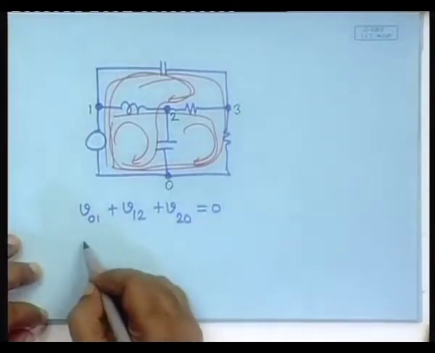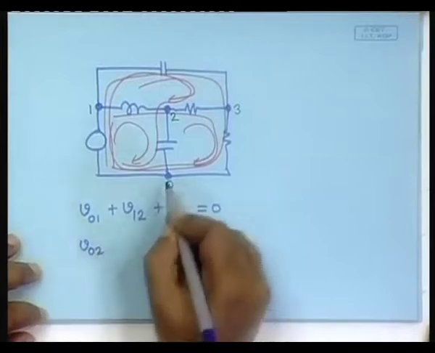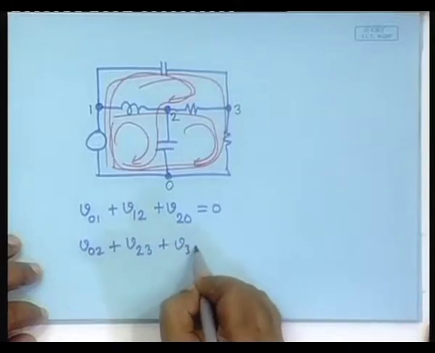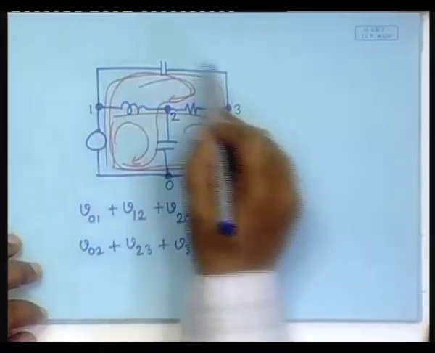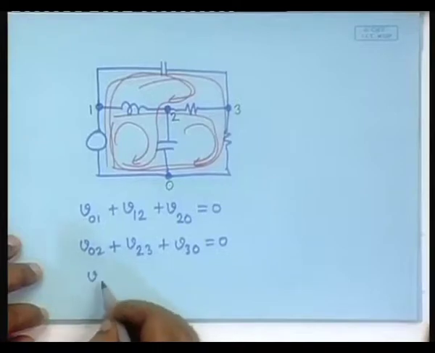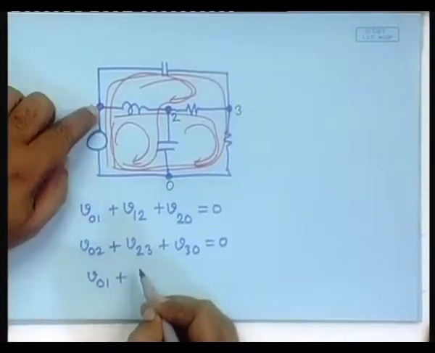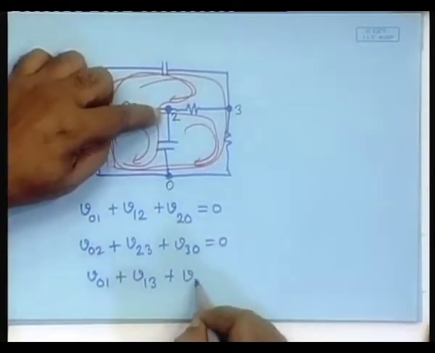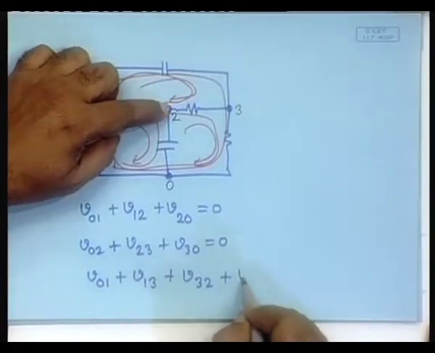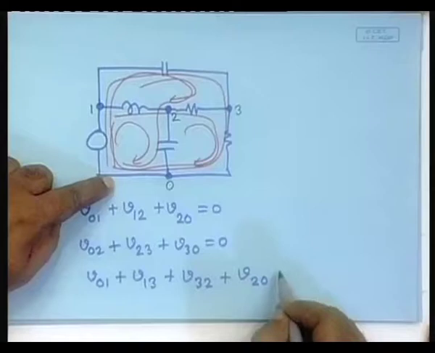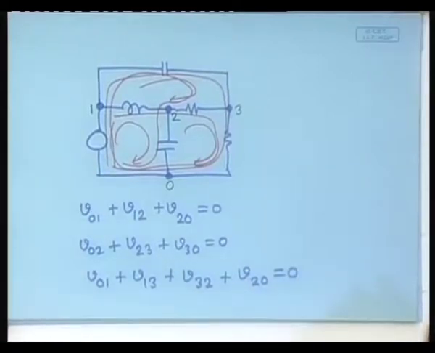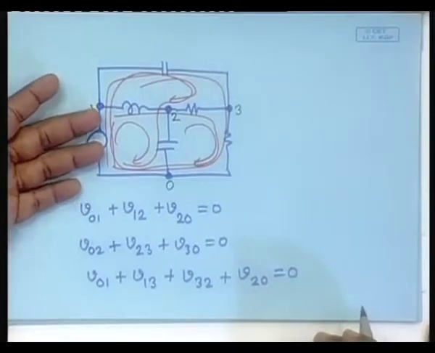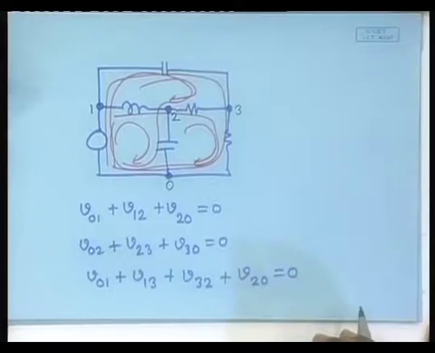So, similarly you can write V02 plus V23 plus V30 is equal to 0. You can also write for this big loop, V01 plus V13 plus V32 plus V20 equal to 0, right. So on and so forth. You can identify many loops in here, and for all of them Kirchhoff's voltage law would be applicable.